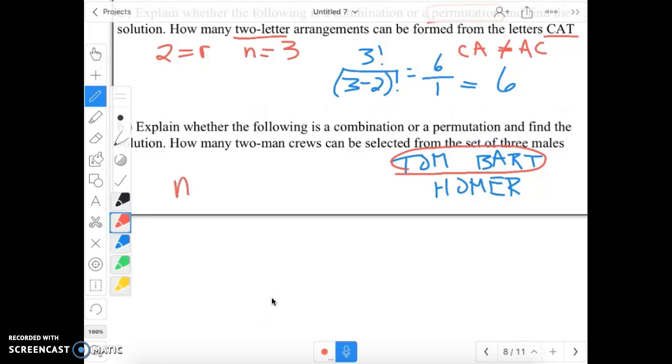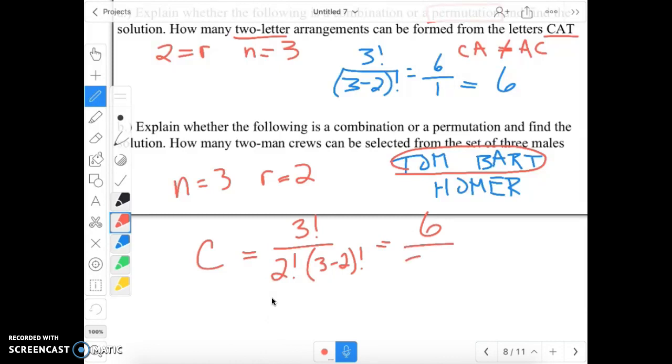Again, we have the same N equals 3 and R equals 2 because we're taking 2 at a time, but we're using the combination. So combination, that's going to be 3 factorial all over 2 factorial, and then 3 minus 2 factorial. So that's going to be 3 times 2 is 6 over 2 times 1. So we have 3 different combinations. Looks like we could either take Tom and Bart, Tom and Homer, or Bart and Homer.